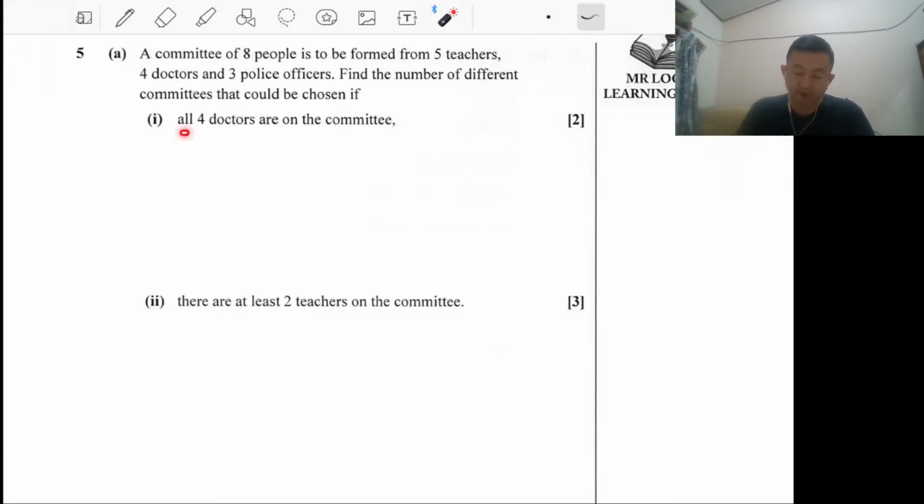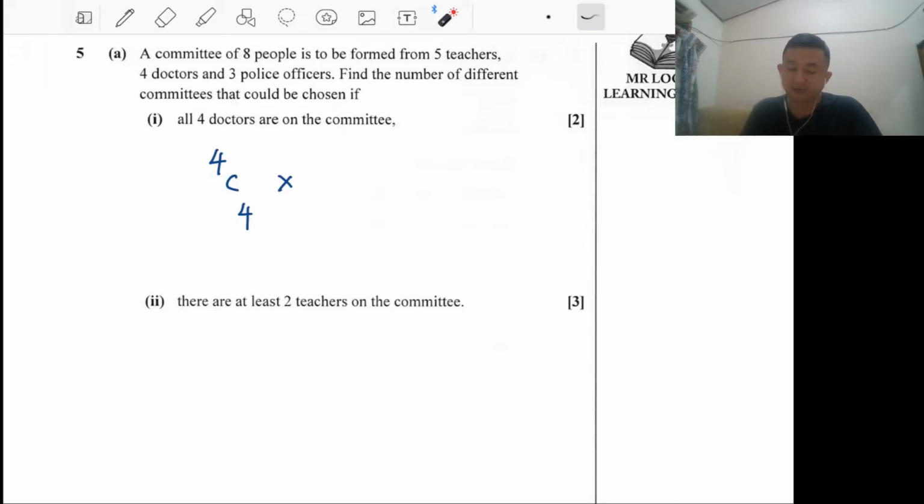Okay. Now we look at the first question. All 4 doctors must be in the community. So all the doctors must be in. We have 4 doctors in total, and we need all. So 4C4. Okay. So once you have taken the doctors, how many are the others?